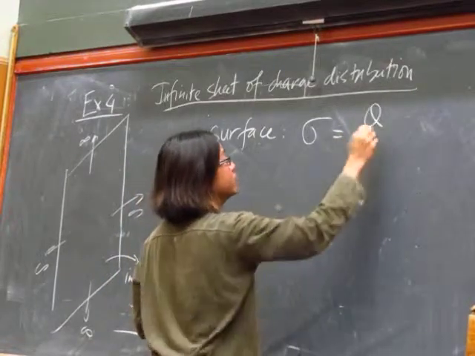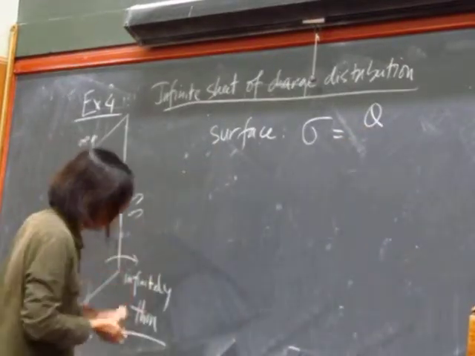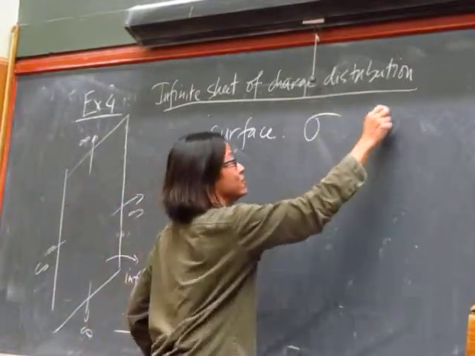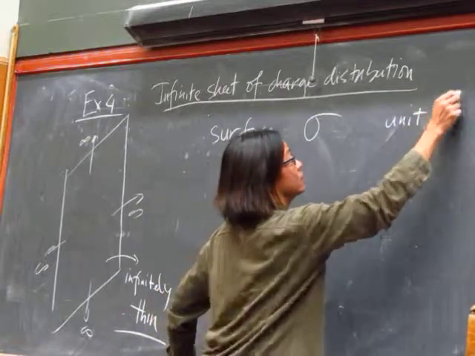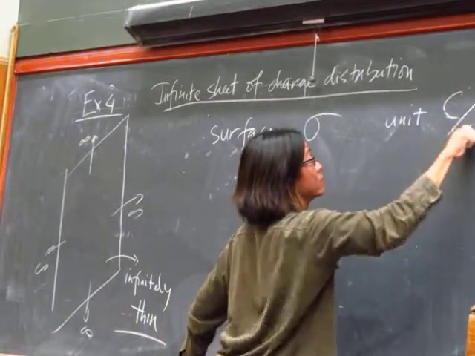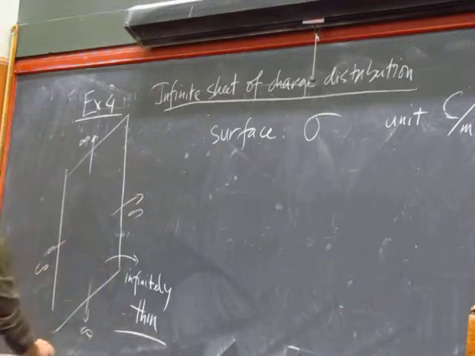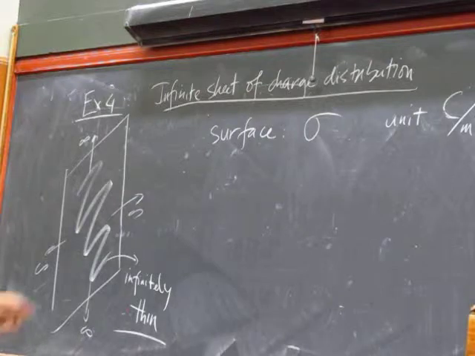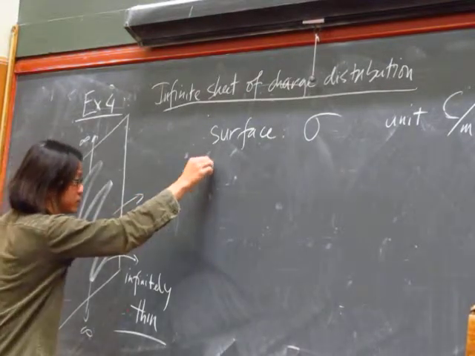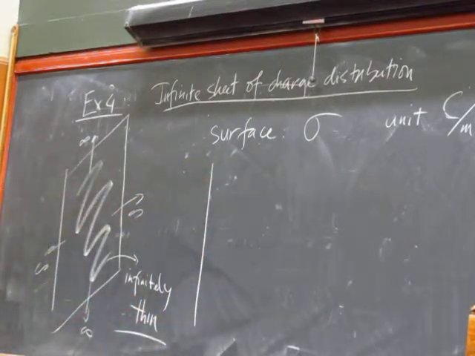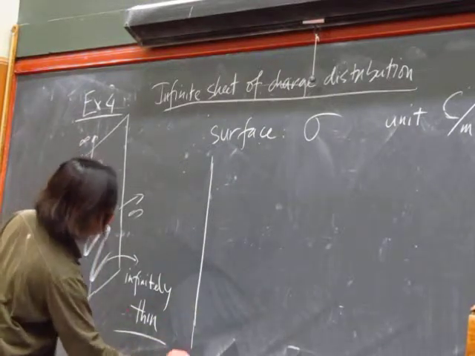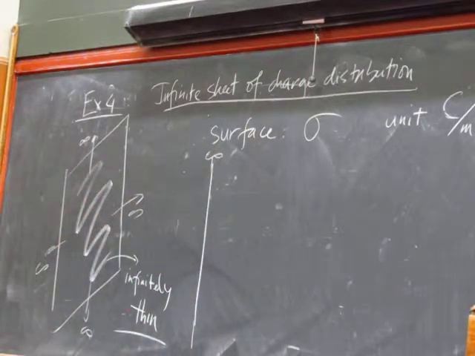Sigma is equal to Q over A. Well, I guess I cannot really divide because it's infinite, right? But anyway, sigma has units of coulomb per meter squared, right? And it's uniform, like that. So let me draw a projection perspective from along one of the y-axis, say. So things look like this, right? From minus infinity to infinity.